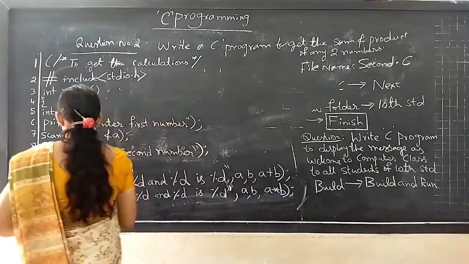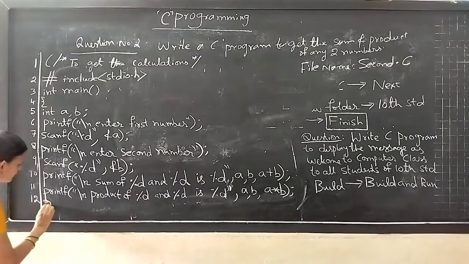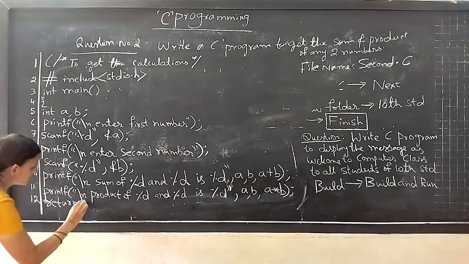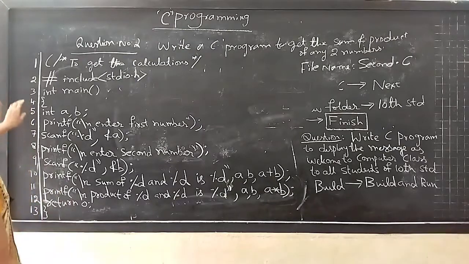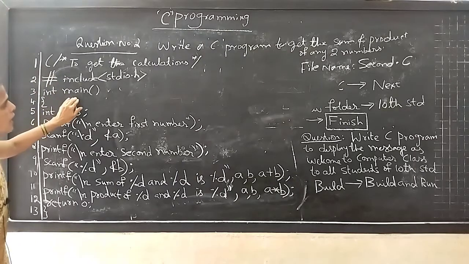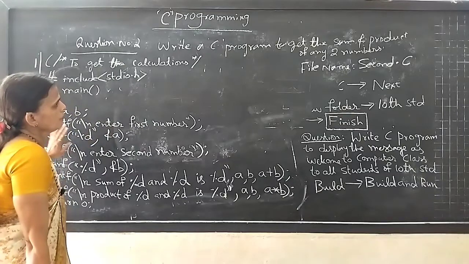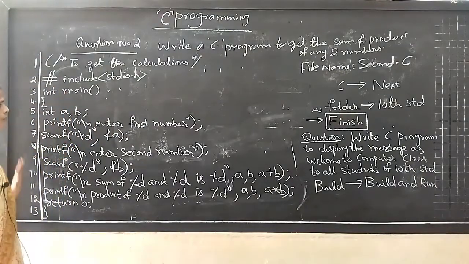Then on the 12th line you have to write return 0, and on the 13th line close the flower bracket. So this is the program to get the sum or product of any two numbers. Now we have finished writing the program.